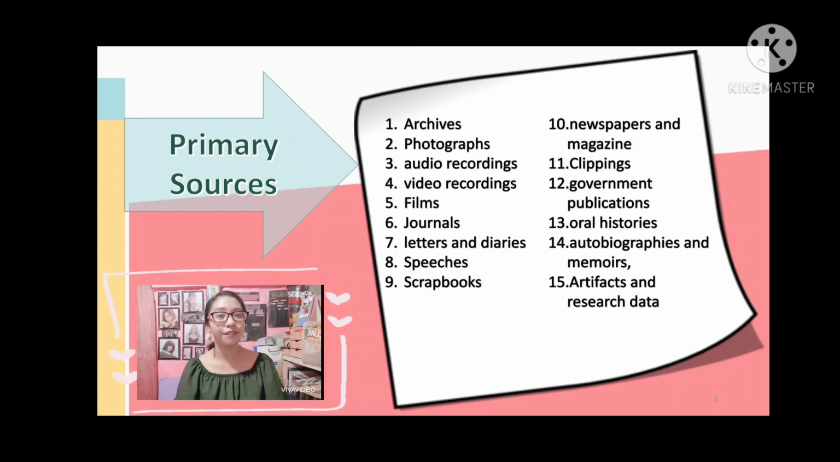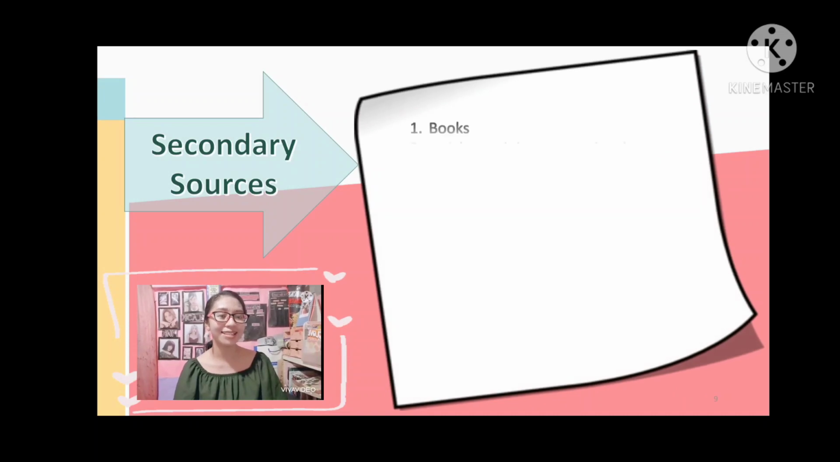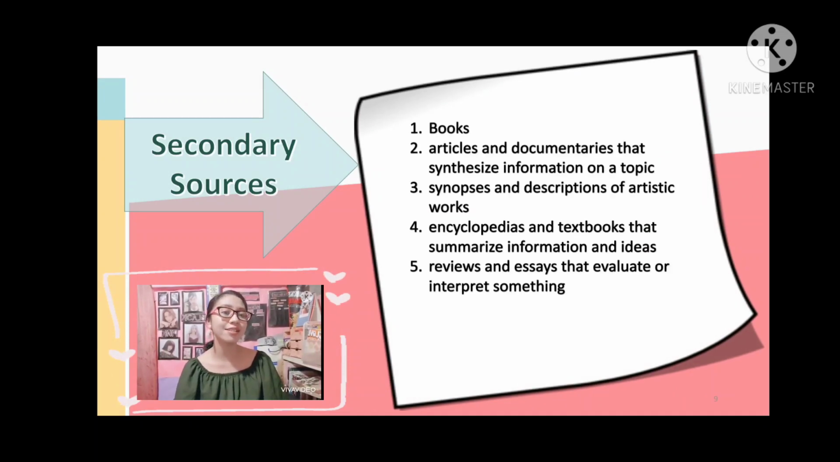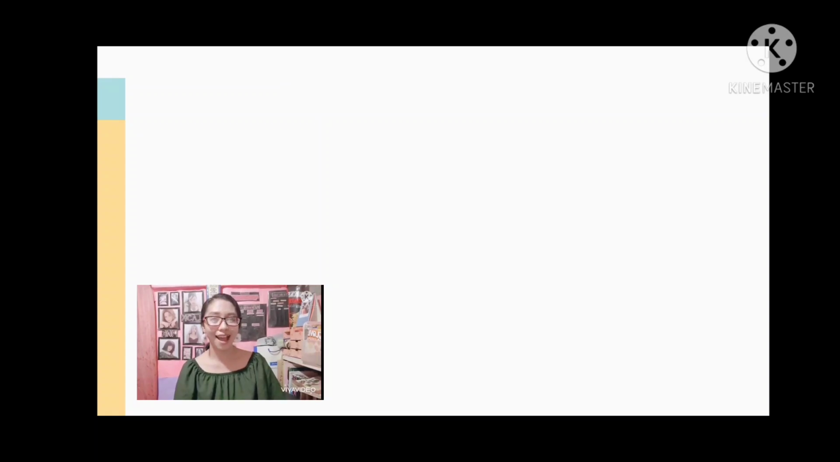On the other hand, we have the secondary sources, and in the secondary sources, we have the books, articles and documentaries that synthesize information on a topic, synopsis and description of artistic works, encyclopedias and textbooks that summarize information and ideas, and also reviews and essays that evaluate or interpret something. Do you get now the difference between the primary and secondary sources? I hope so. This time, let us talk about outline.